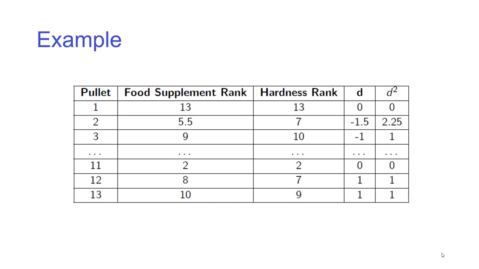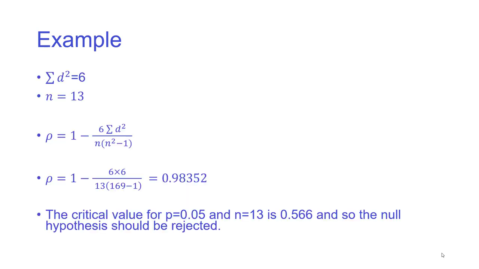Squared gives you 2.25. The third one is ranked 9th highest amount for food, and 10th in egg hardness rank, so that gives you a -1. Squared turns out to be 1. So you do that for all of the set of data. Once that's done, in this particular case, the sum of all the d squareds turns out to be 6.